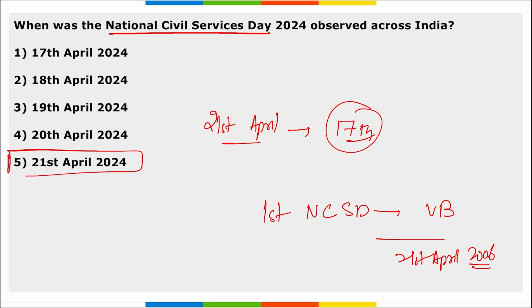Correct? And why 21st of April? Because on this day our first Home Minister Sardar Vallabhbhai Patel addressed the newly formed Administrative Service Officers at Metcalfe House in New Delhi in 1947 on 21st of April.